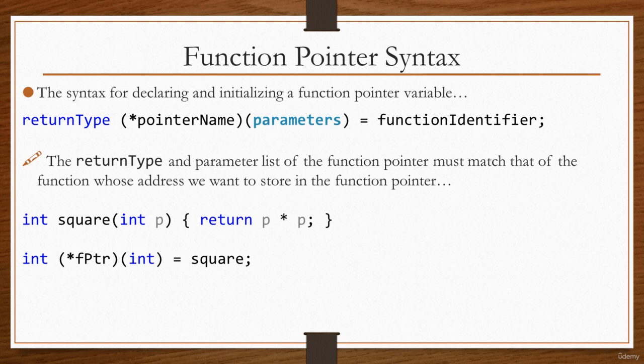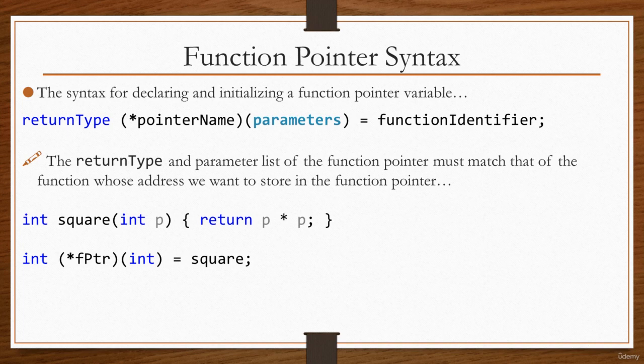It's important to note that the return type and the parameter list of the function pointer must match that of the function whose address we want to store in the function pointer. I have a simple example of a square function here, which is going to return an integer. The formal parameter is int p, and it's going to return p times p. The declaration for the function pointer variable in this example is int for the return type. In the first pair of parentheses, we do the asterisk followed by the pointer name. In this case, I'll just call it fptr for function pointer. And in the second pair of parentheses, we do the parameter type, so we do int. You can do int p if you want, but again, we do not need the parameter names. We can simply do a list of types that the function will accept.